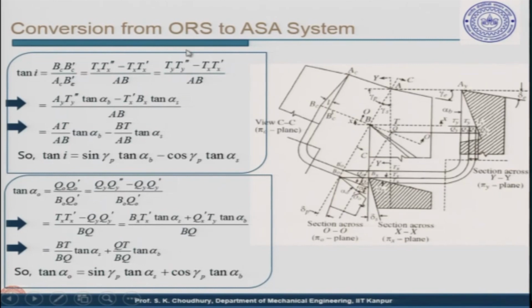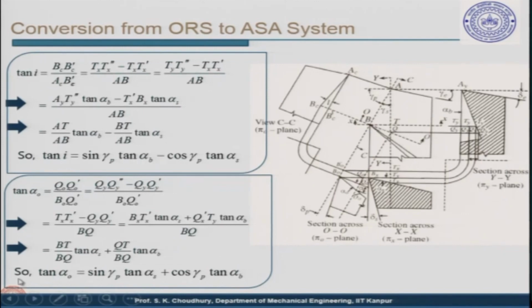Like I have shown here, finally, you can find that the tan of the orthogonal rake angle is equal to sin of the principal cutting edge angle times tan of the side rake angle, plus cos of the principal cutting edge angle times the tan of the back rake angle.